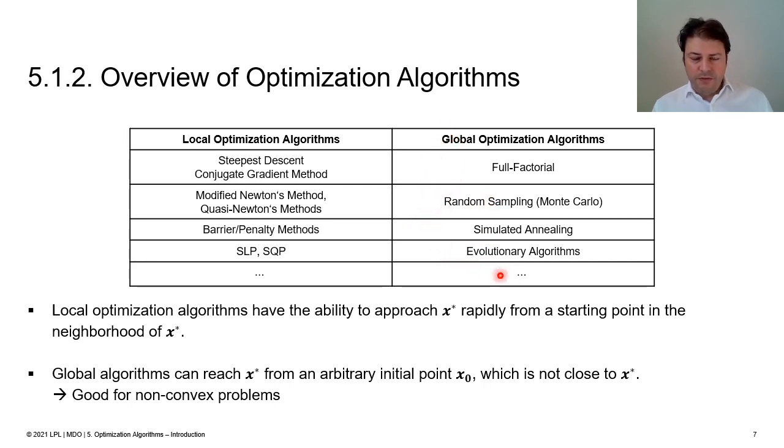Because of this feature that they are able to identify global optima, they are good in particular for non-convex problems. Because remember, only if you have a non-convex problem, it is possible that you have multiple optima and that your local optimum may not be your global optimum.